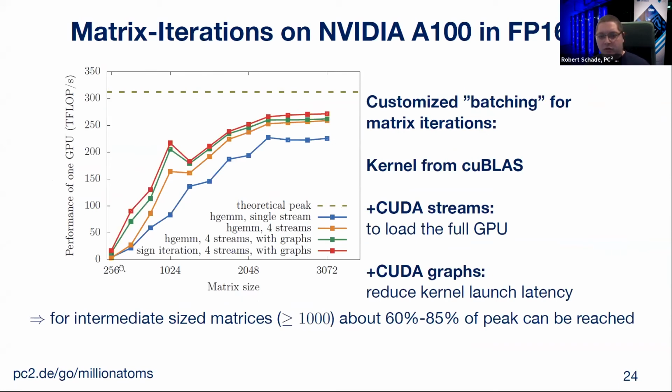Here you can see a short overview of the matrix multiply performance on the NVIDIA A100 GPUs in FP16 performance with FP32 accumulate over the matrix sizes here, and on the y-axis the performance. The dashed line is the peak performance of 312 teraflops given by NVIDIA, and we can see that starting from matrix sizes of about 1,000 or so, we get about 60 to 85% of peak performance. This is possible by combining the normal cuBLAS kernels with additional CUDA streams and CUDA graphs to avoid certain problems, for example, with the launch latency for these small matrix multiplication kernels.